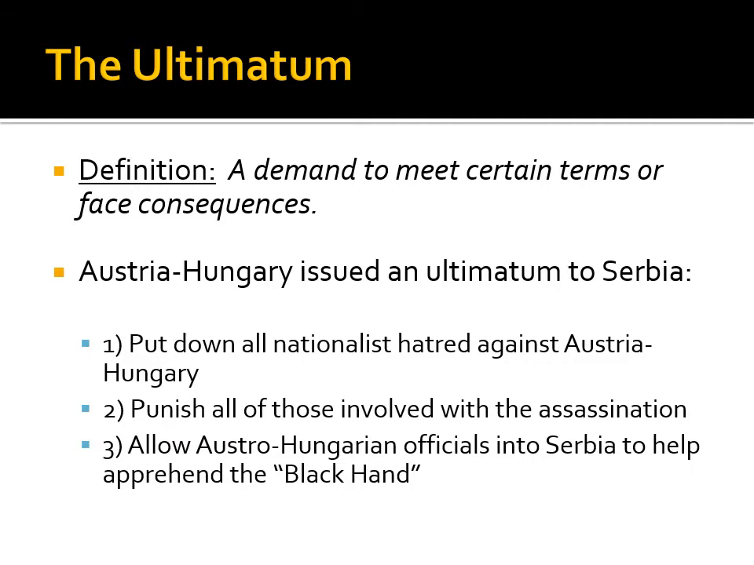The ultimatum. An ultimatum is defined as a demand to meet certain terms or face consequences. Austria-Hungary issued an ultimatum to Serbia because they felt that Serbia was responsible for the assassination of their Archduke. A summary of the key terms of the ultimatum are as follows. Number 1, put down all nationalist hatred against Austria-Hungary. Number 2, punish all those involved with the assassination. Number 3, allow Austro-Hungarian officials into Serbia to help apprehend the terrorist group, the Black Hand.